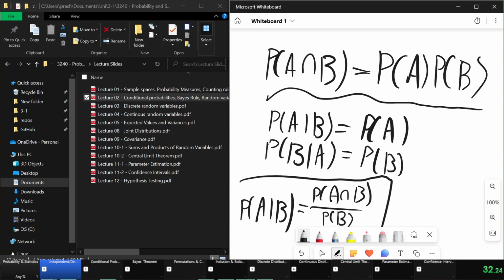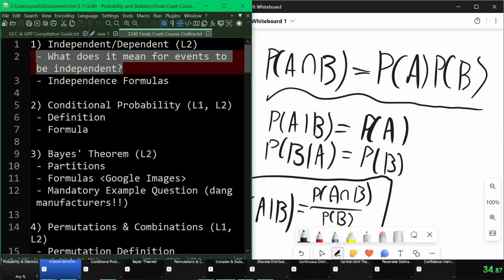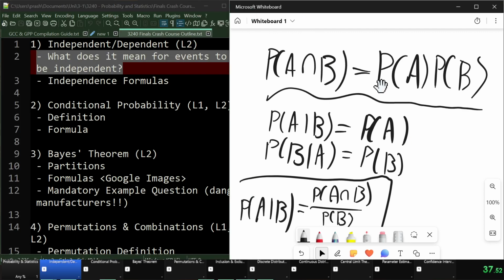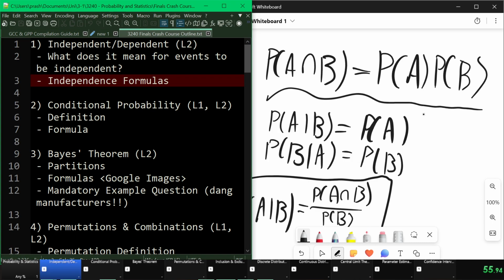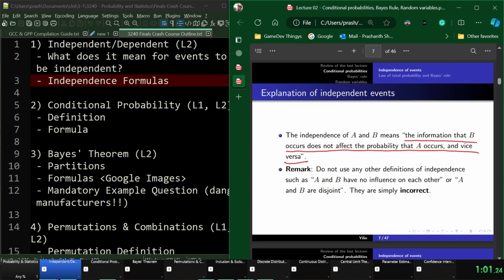So for two events to be independent, it just means that when you have probability of A, probability of B, and you have A intersect B, the values on both of these equal signs, this one and this one, should be the same. The independence formulas, that's what I've just said. In words, what does it mean for something to be independent? That is this specific sentence. I don't think there's any paraphrasing or any different way you could mention it. It is exactly word for word this.